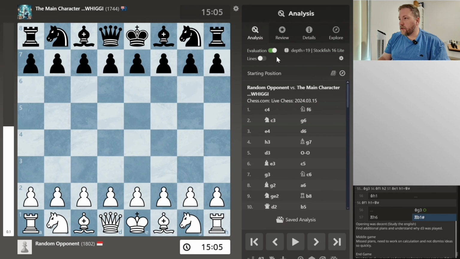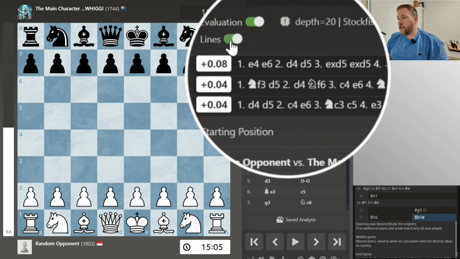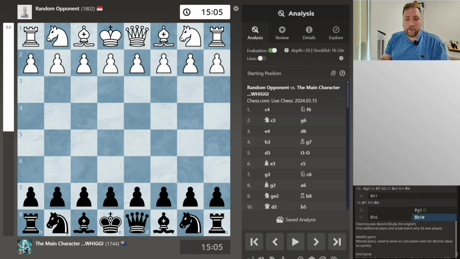Now what I'm going to do first is keep the evaluation on, but I'm going to make sure that lines is turned off, because if you have lines on, then it's going to give you answers as you go through, and we don't really want that yet. First, we want to try to figure it out ourselves. I am also going to switch the board to be for my perspective.